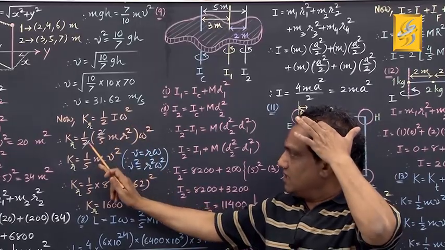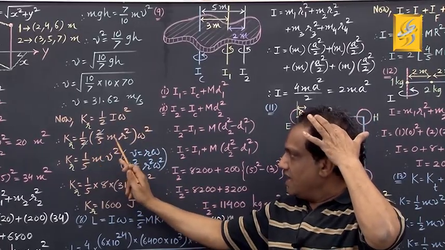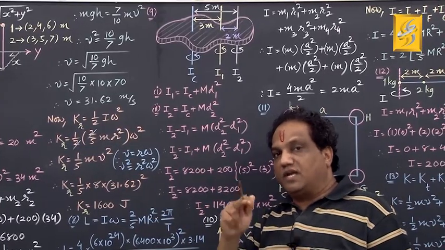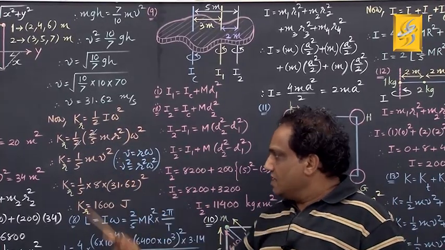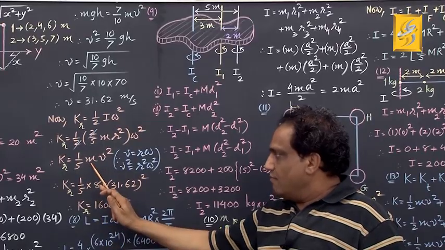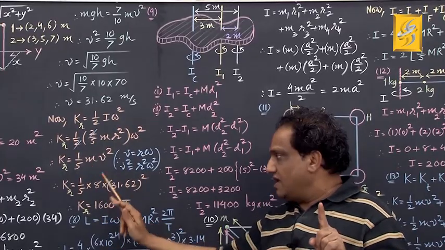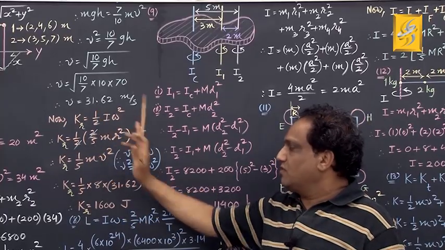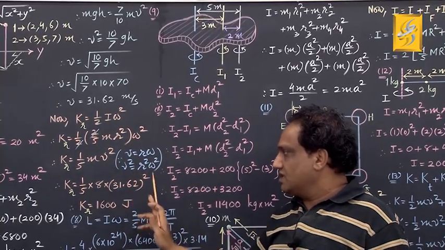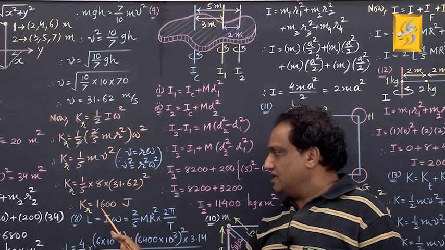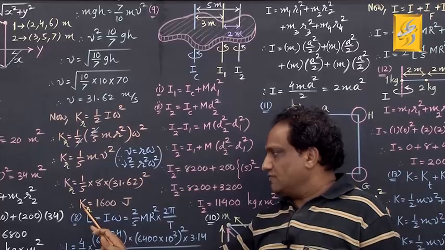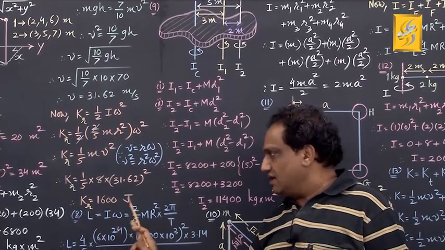Now 2 will cancel. 1 upon 5 m v square equals r square omega square. Replace r square omega square by v square. 1 by 5 as it is. Mass of the sphere you are given is 8 kilogram. Velocity value we have found out, 31.62 meter per second, squared. Simplify. The answer is 1600 joule. So this much is the rotational kinetic energy, 1600 joule.